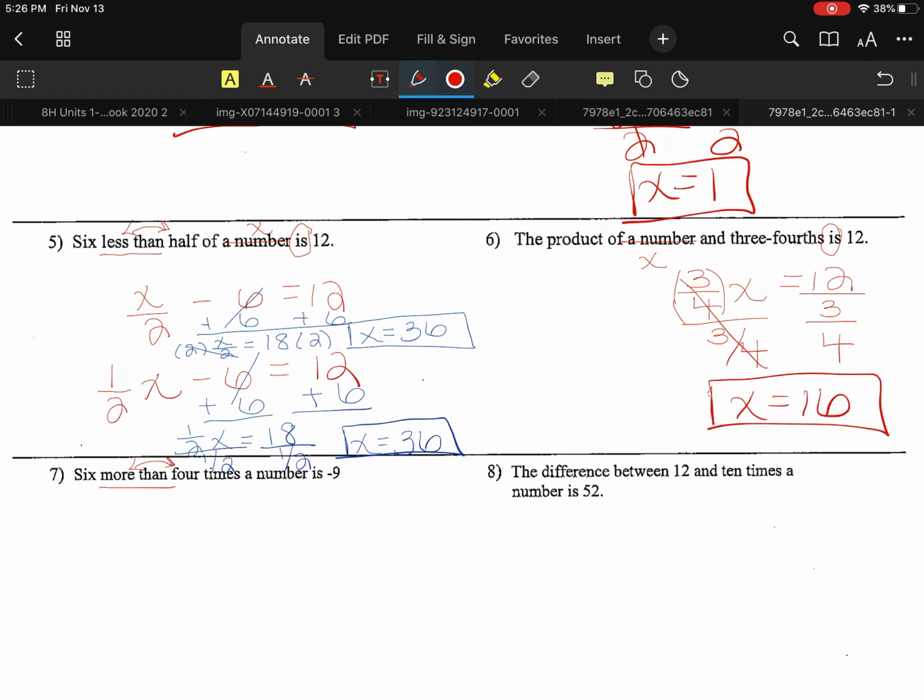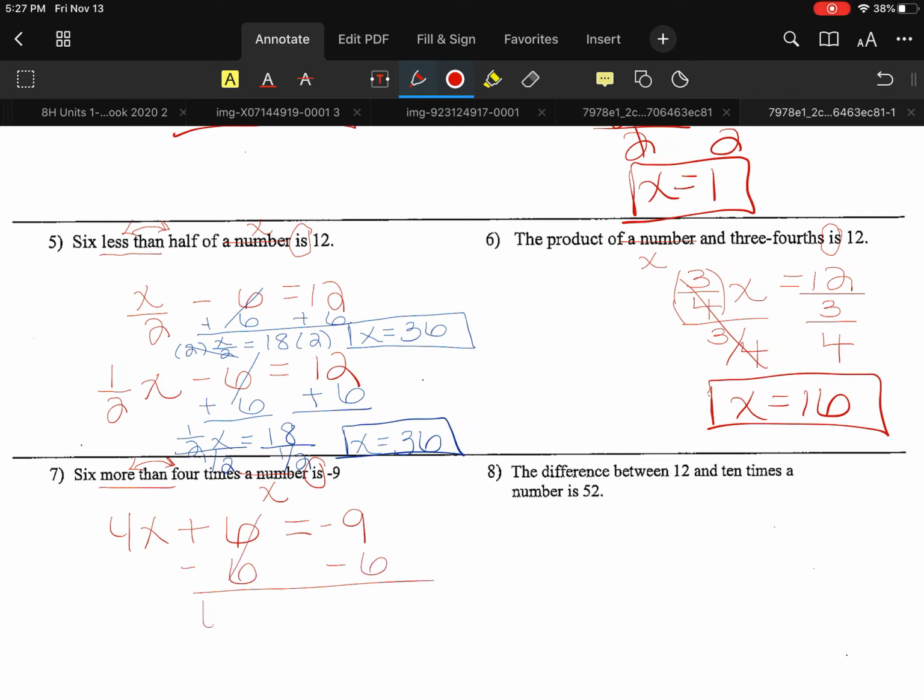Number 7, 6 more than, switch word. 4 times a number is -9. Make sure you have that negative with the 9. So 4 times a number, I don't know what that number is, so 4x. And 6 more than that, plus 6. So 4x plus 6 equals -9 is my equation.